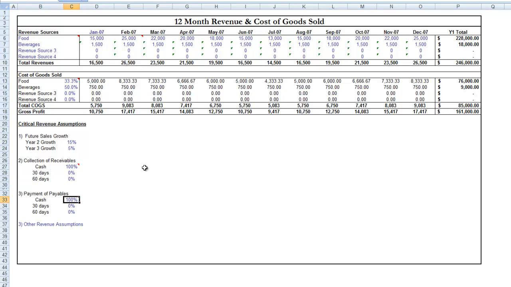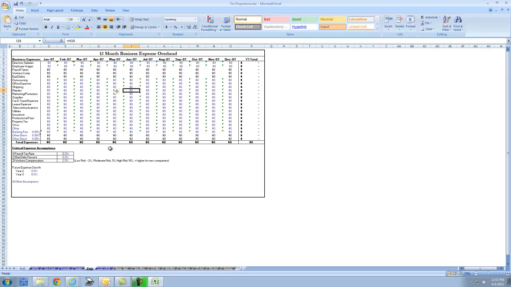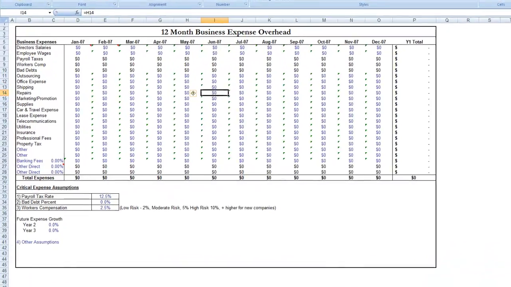Our suppliers, we had 30 days to pay for our food. If you're beer, wine, liquor, it's usually cash on delivery, or at the very most 7 days, I think, on liquor. But beer, I think, is always cash. So just consider your receivables and payable percentages moving forward. Now we'll go on to expenses.